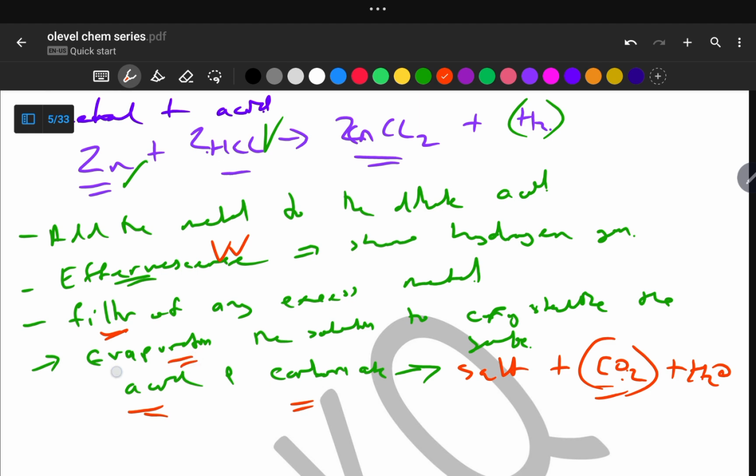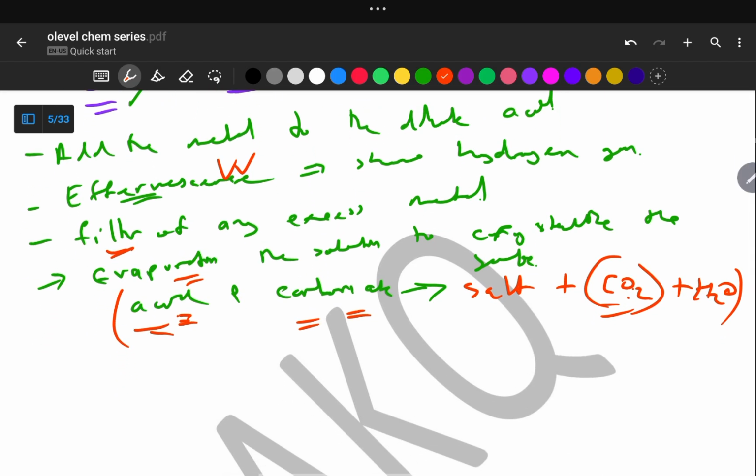So what you should be able to do is to write this chemical equation when an acid reacts with a carbonate, right? And then we have also what you call the direct synthesis.